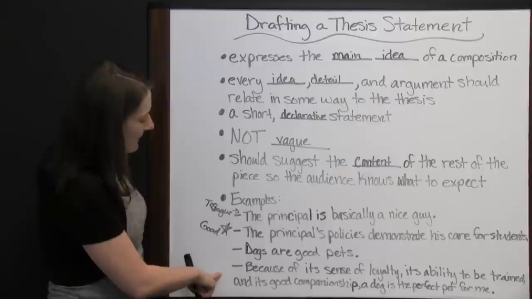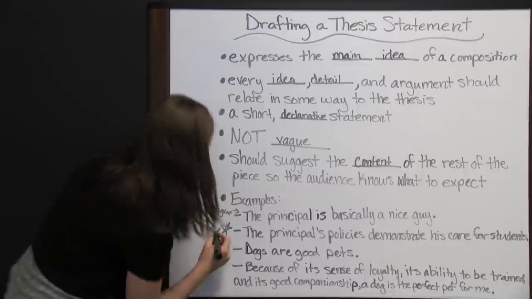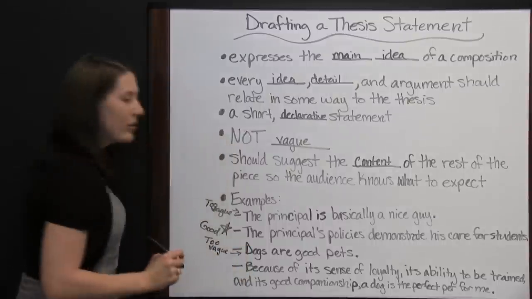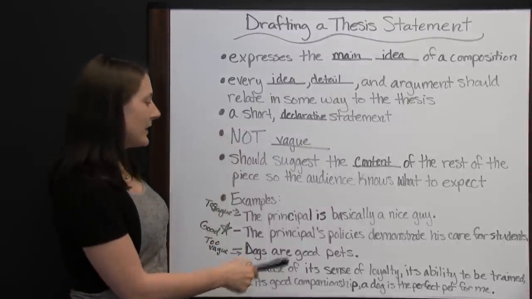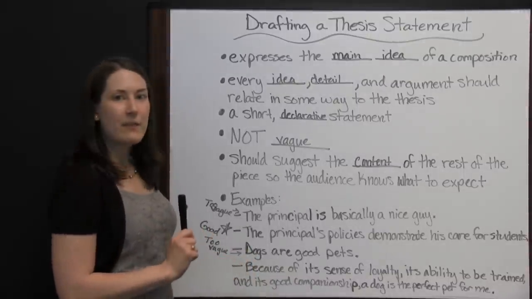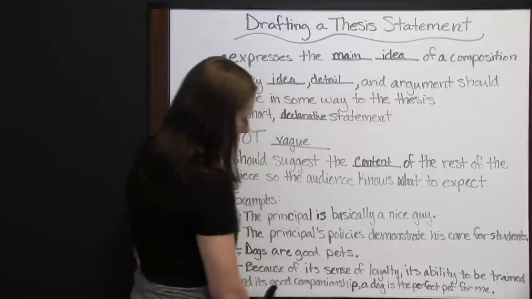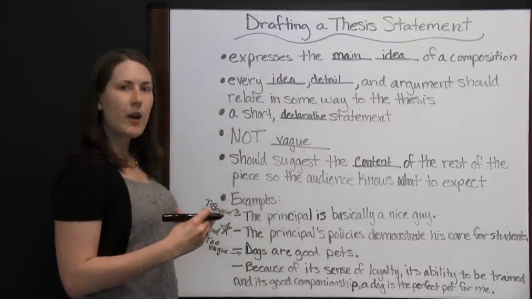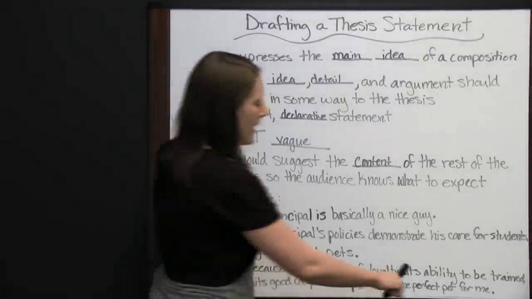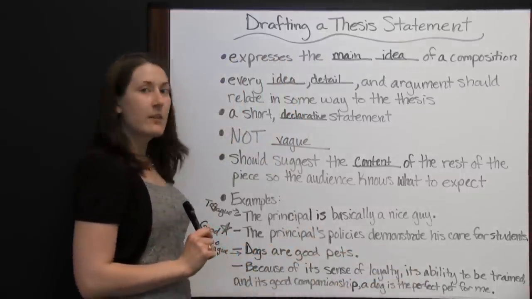You want to save those for the body of your paper. So let's look at this as if this is an effective thesis statement example. Changing dogs are good pets, which is still too vague, to something more effective. Because of its sense of loyalty, its ability to be trained, and its good companionship, a dog is the perfect pet for me. Now, this thesis does actually tell you what your main subtopics are probably going to be. You'll probably have a body paragraph talking about a dog's sense of loyalty, another one about how easy they are to train, and another one about how they are good companions.